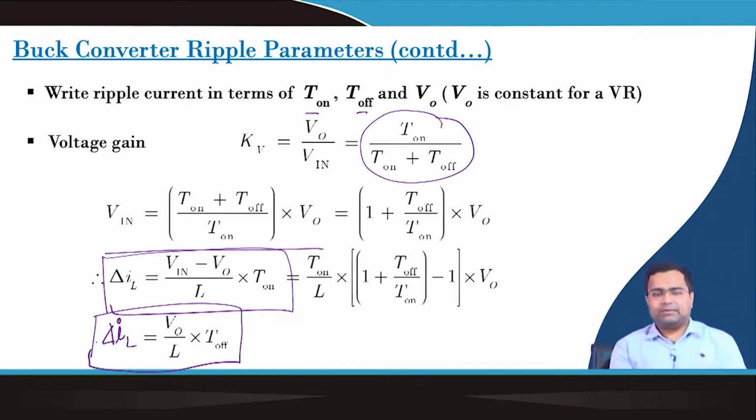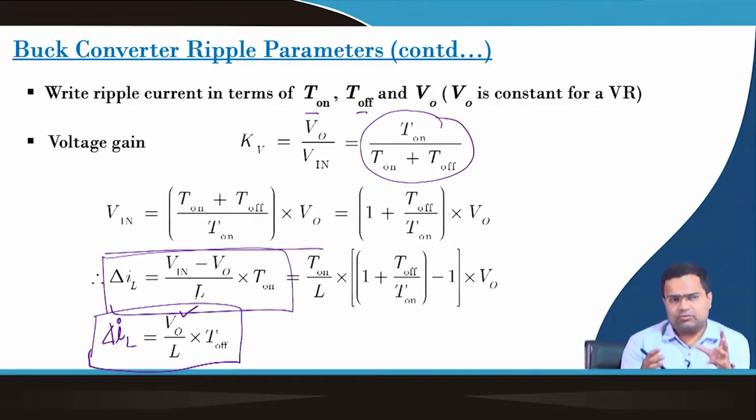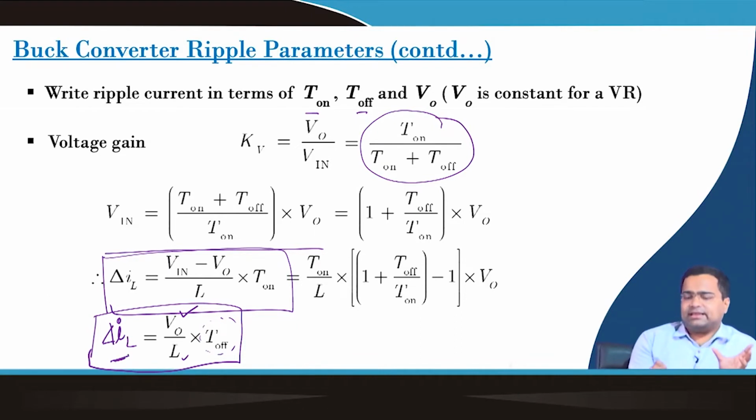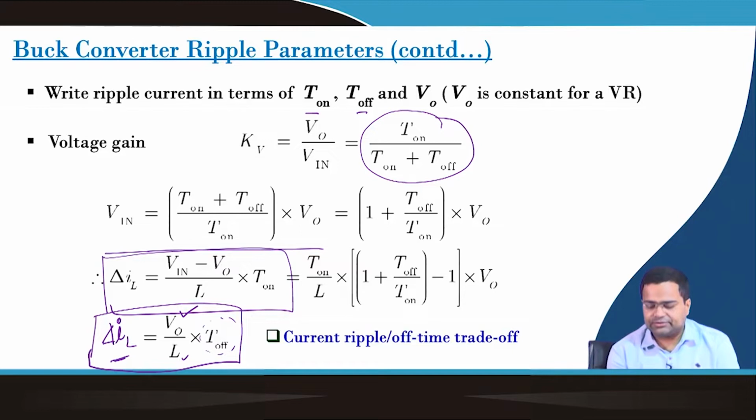This can be derived. What it shows is that the inductor current ripple depends on the output voltage, which in this case we take to be constant. The inductance value is almost fixed, as we have already discussed, but now there is the off time. So, depending upon the off time, the inductor ripple current can vary. If the off time increases, the ripple current increases. So, there is a trade off between ripple current and the off time, but the off time is not in our hands because it depends on the voltage gain.